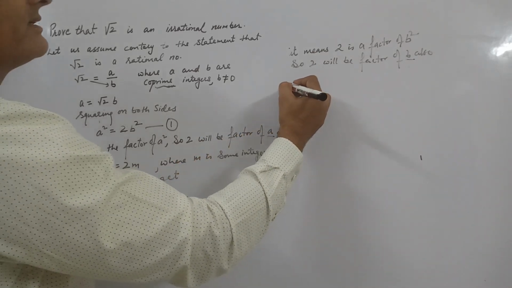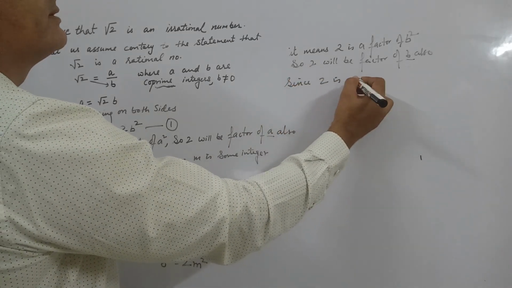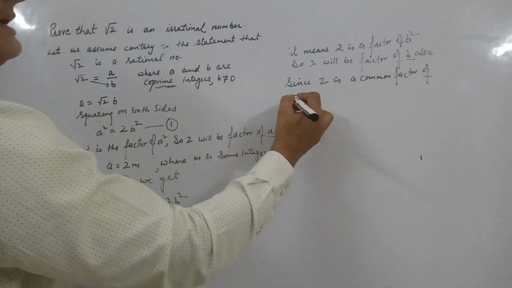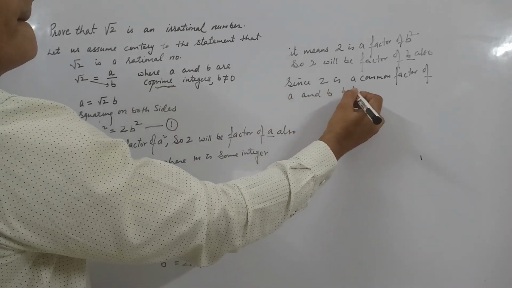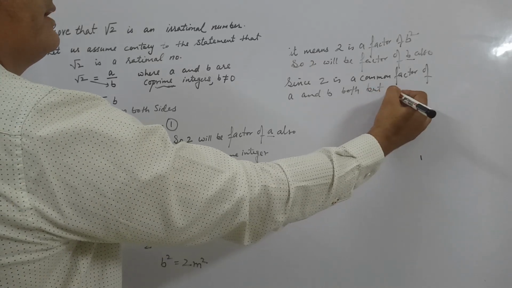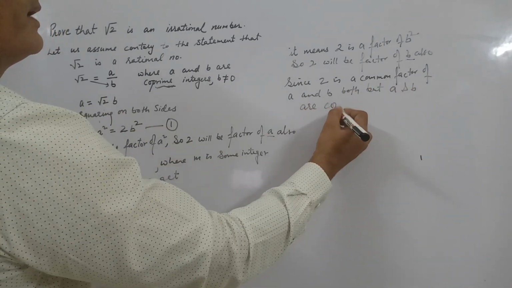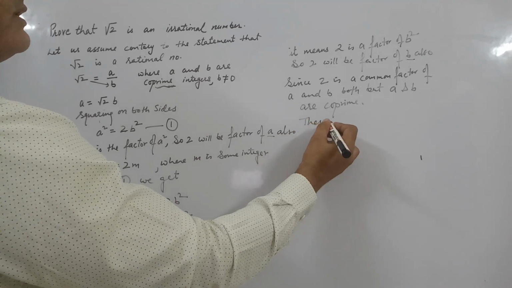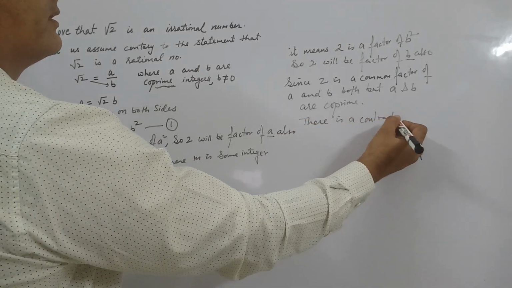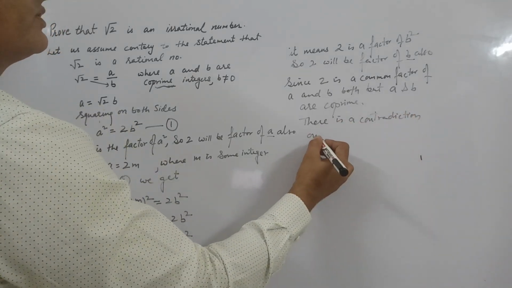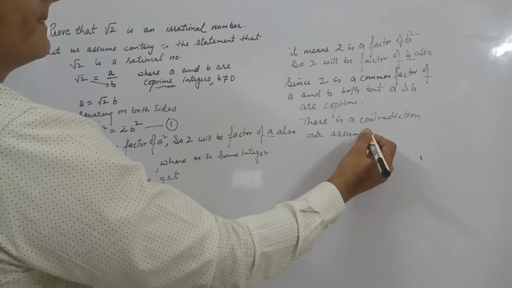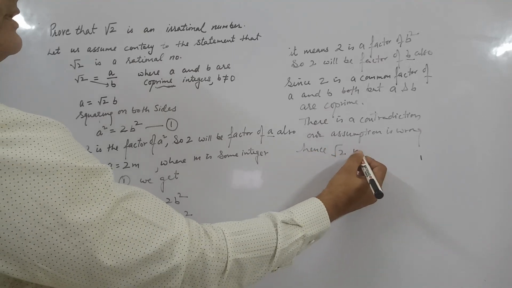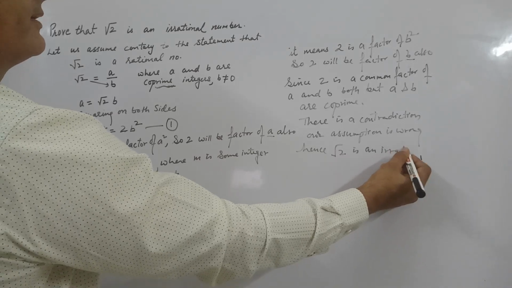Here we can see that 2 is a common factor of a and b both, but a and b are co-prime. So our assumption is wrong. You can write that there is a contradiction. Our assumption is wrong. Hence root 2 is an irrational number.